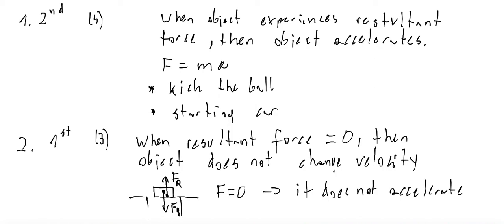Okay. Exercise number 3. Draw all forces acting on the car moving with constant speed. Keep scale. Okay, constant speed. So Newton's first law of motion. You have a car which travels on a horizontal surface with constant speed.